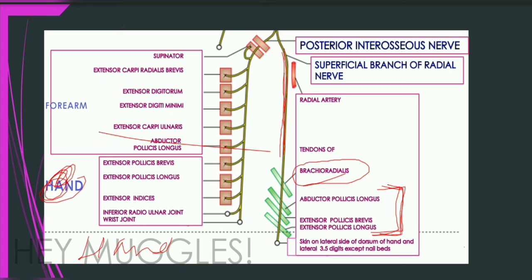In the second part of this topic, we would study the clinical anatomy related to your radial nerve. We would study the injury to your radial nerve at different levels. And I hope everything is clear to you about the radial nerve, about its course and branches in the axilla, in the arm, in the forearm and hand.